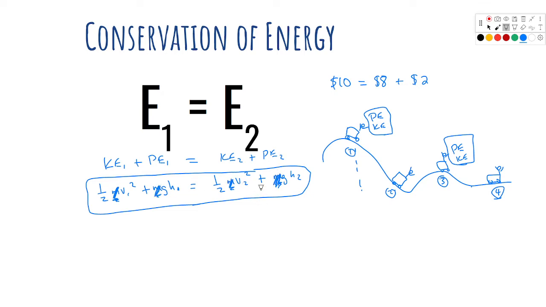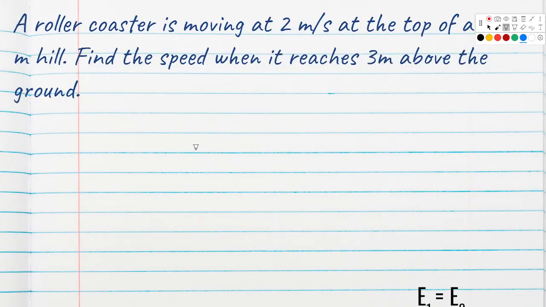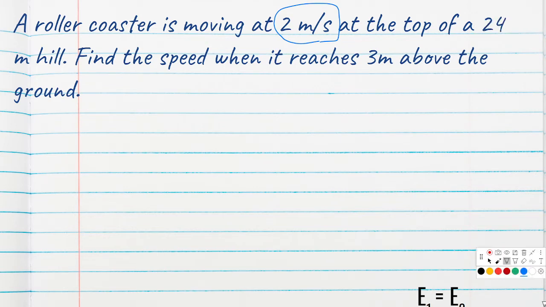Now there's places you wouldn't want to do that, but for us, that's good enough. Here's a roller coaster, and they give me some numbers: 2 meters per second at the top of a 24-meter hill. So they gave me the height and the speed at one point, and then they want the speed at a different height. I'm going to draw a little picture.